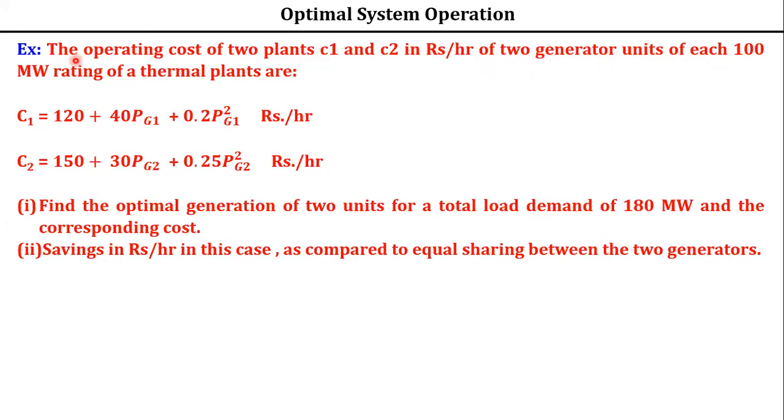each of 100 megawatt rating of thermal plants are, these are the cost equations. That means there are two plants, understood? And the rating of each plant is 100 megawatt. And what is the operating cost of these two plants? Obviously the operating cost will be given in the form of an equation, and they are given it here.